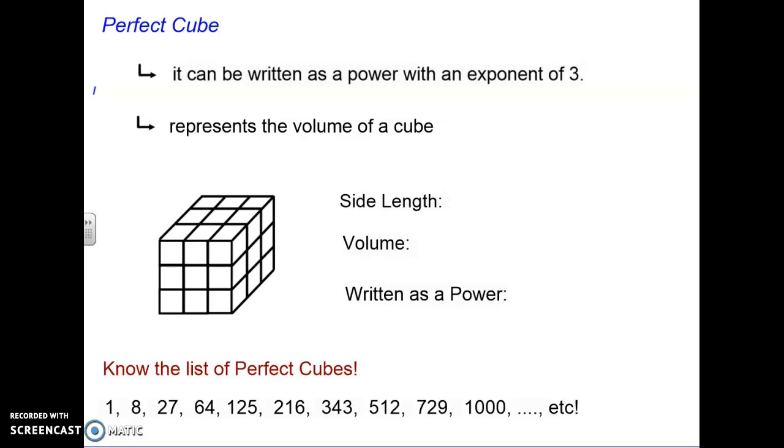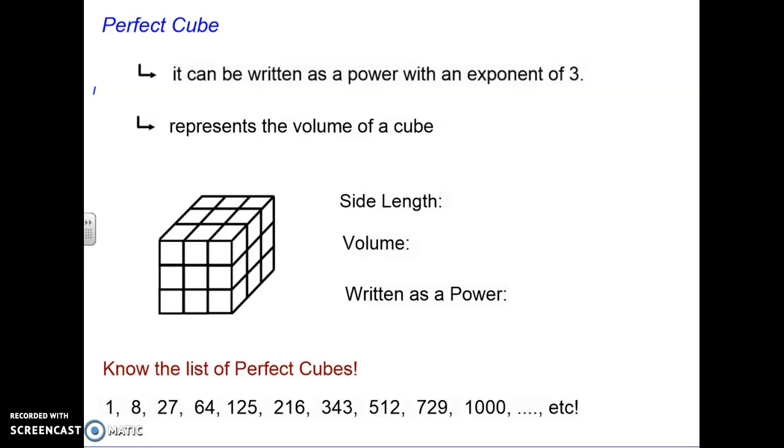All right, so now we're going to talk about perfect cubes. A perfect cube can be a number written with an exponent of 3, and it can represent the volume of a cube. We can call it cubing a number.